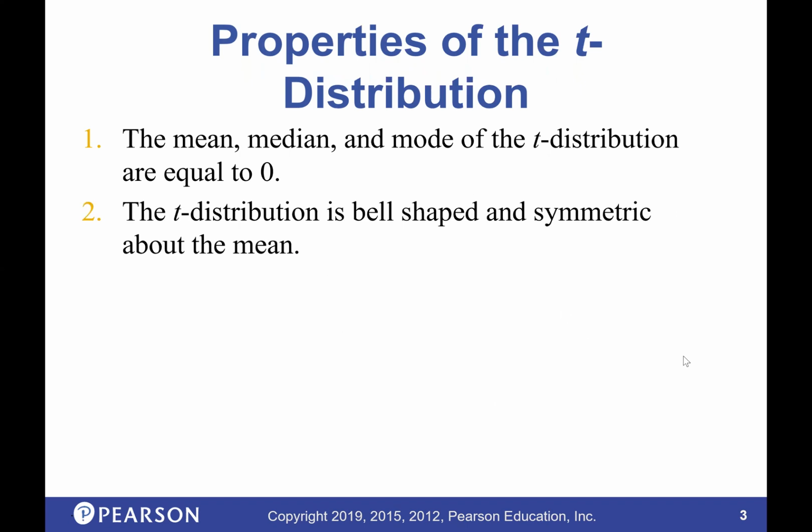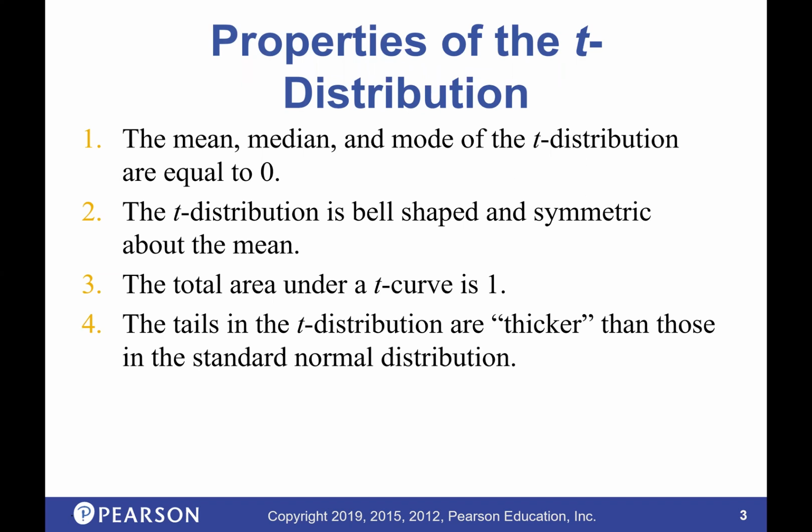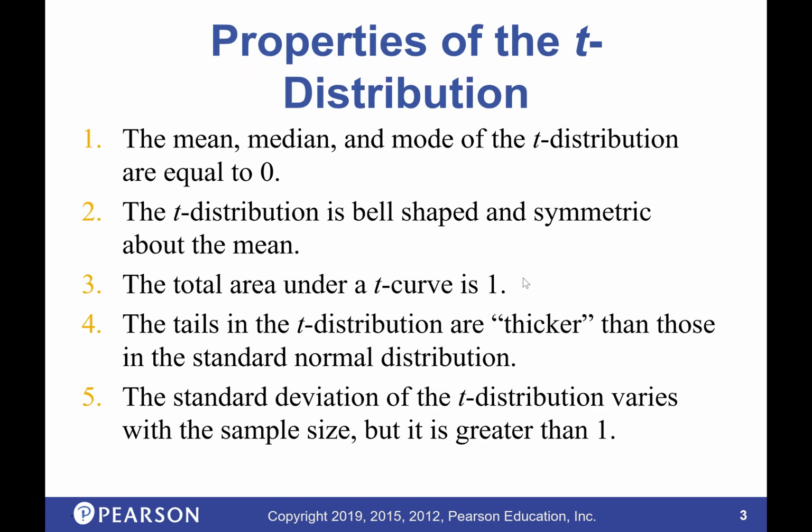I'll post these slides up here. It has to be bell-shaped and symmetric. The total area is still going to be 1, just like a normal distribution. The only thing that happens here besides a normal distribution is that our ends are going to become thicker. So it has thicker ends and the top of it is a little smaller to compensate for fewer samples. And we know the standard deviation of t is going to vary with the sample size itself.